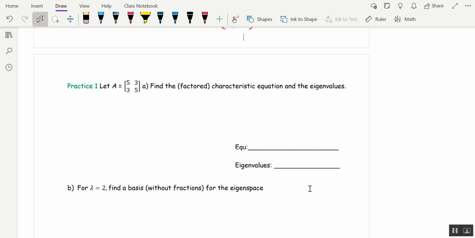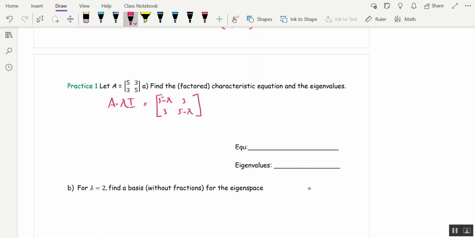Okay, we're back. The first thing we're going to need is A minus lambda I. So let's just write that down. That's 5 minus lambda, 3, 3, 5 minus lambda. Square brackets for matrix. No other option. Well, yeah, parentheses you could use too.